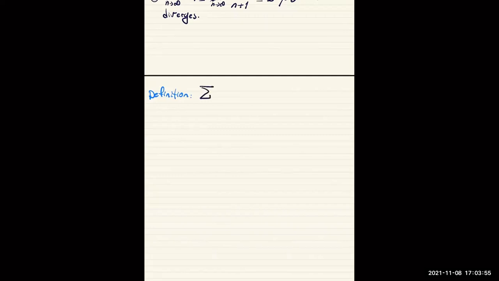We say that the sum of u sub n, where u sub n stands for alternating or not always positive terms, converges absolutely.